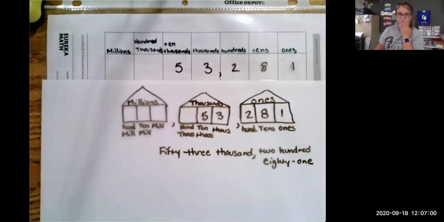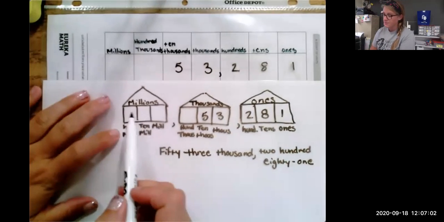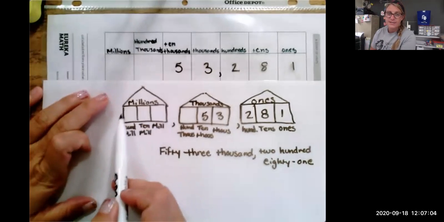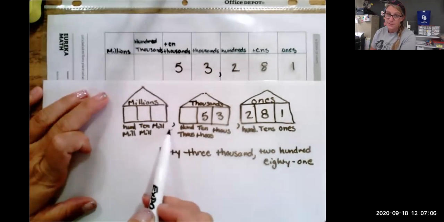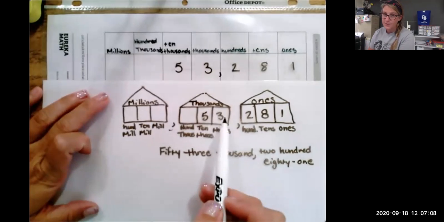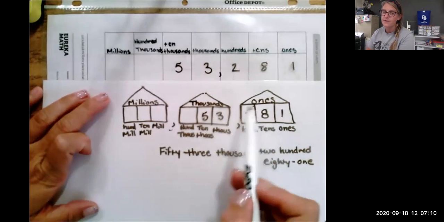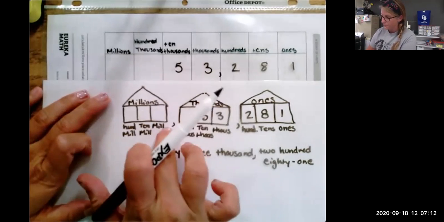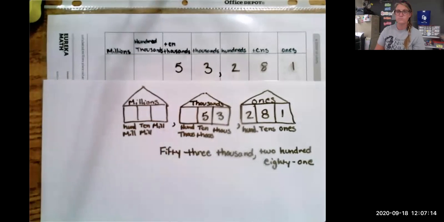If we had a number in the millions place, then we would read this number, say millions, read this number, say thousands, and then read this number. Let's return back to the Eureka video and see what we are going to do next.